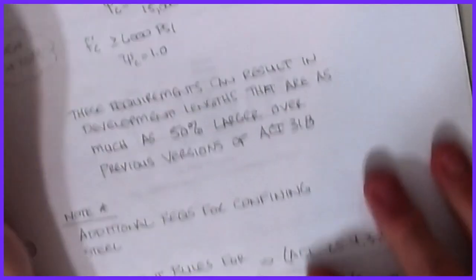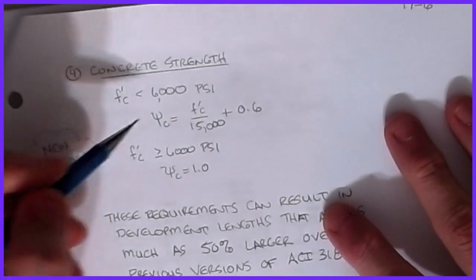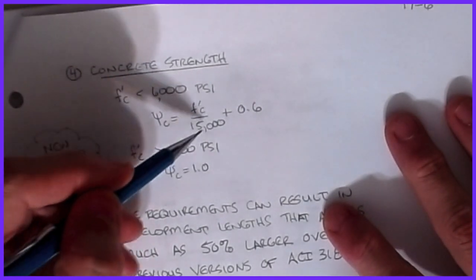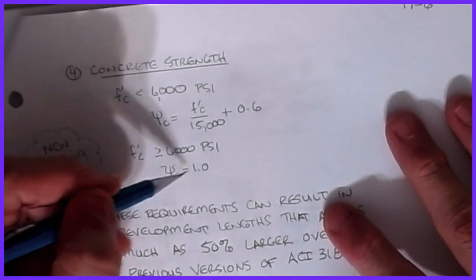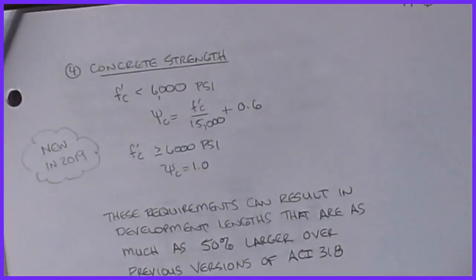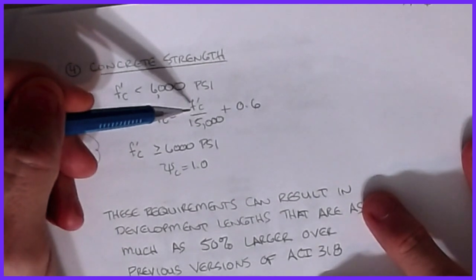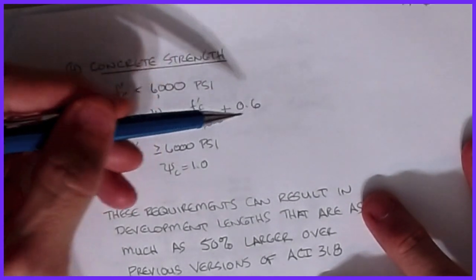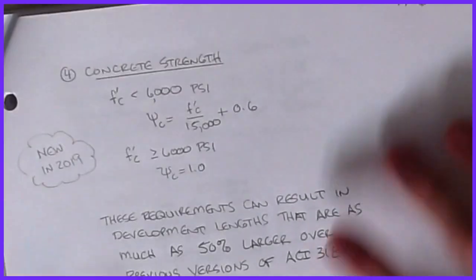All right, there is also a concrete strength factor. Okay, for these hooks, if you're dealing with an f'c that is less than 6,000 psi, then your psi C is f'c over 15,000 plus 0.6. Otherwise, if you're getting into high strengths, my psi C is a 1.0 value. So you can actually get some savings for this. For example, if my f'c on this is 5,000, my psi C value is only 0.93. Okay, so you get some savings by going with weaker concrete.